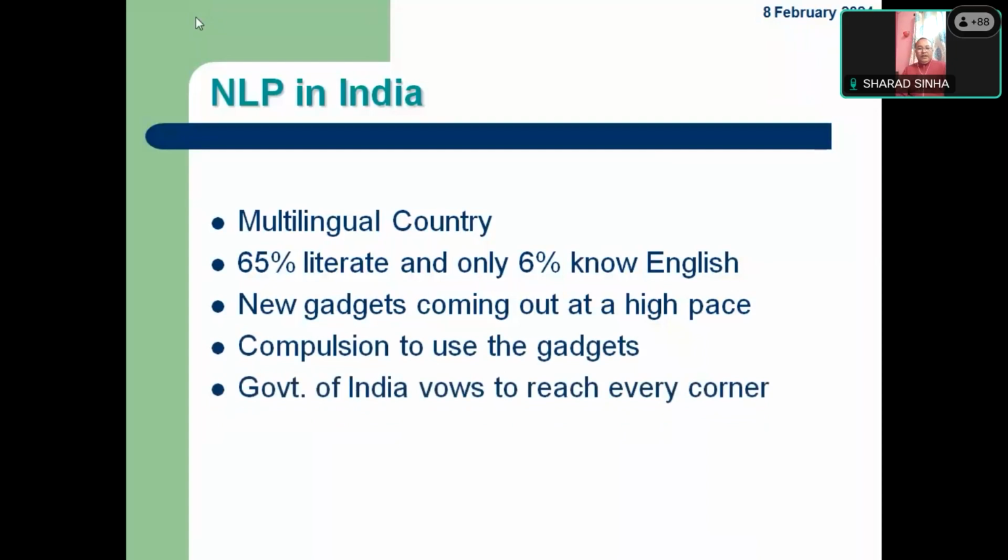And the government of India, from a long time back, has vowed to reach every corner, every citizen, whether he knows English or not, whether he is literate or not. So due to that, we talk about Digital India, as the present government has already announced. We want to be smart and advanced, and we have the deadline of 2047.